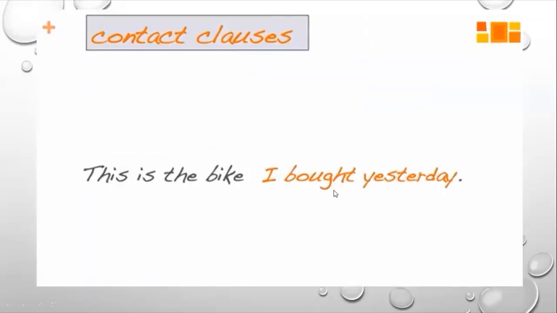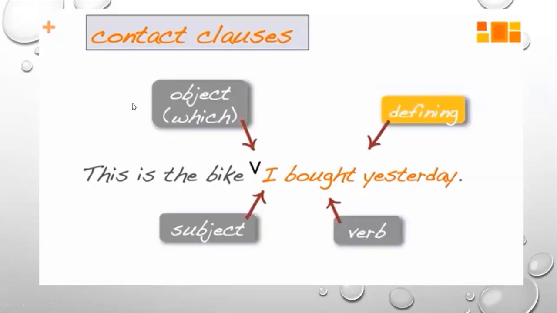Let me give you another example. This is the bike I bought yesterday. What is missing here? That or which, right? Right here. This is the bike that or which I bought yesterday. Good. But this is the more natural way.